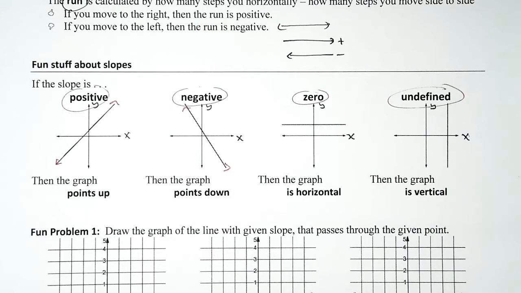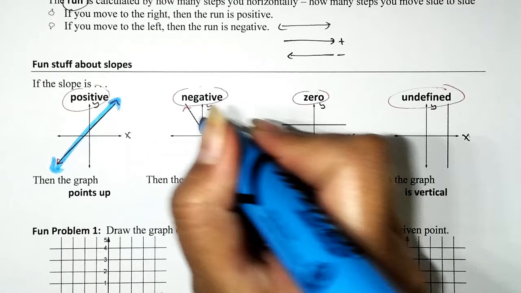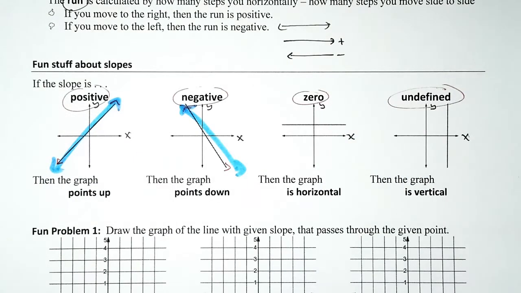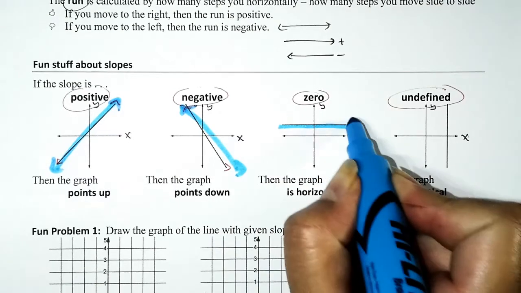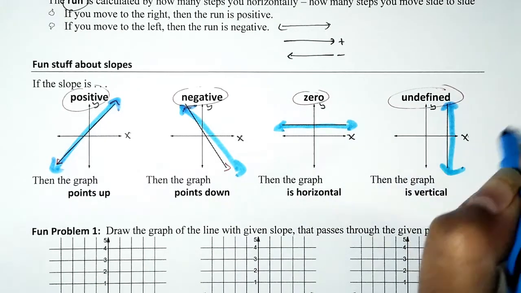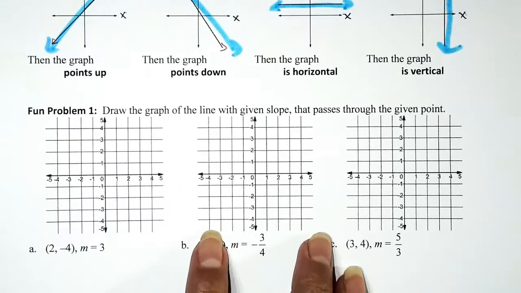From the top, if the slope is positive, then the line is expected to pull up. If the slope is negative, then the line is expected to pull down. If the slope is 0, then the line is horizontal, and if the slope is undefined, then the line is vertical. Okay, so with that being said, let's go ahead and knock out our first and only set of exercises to keep this video short.